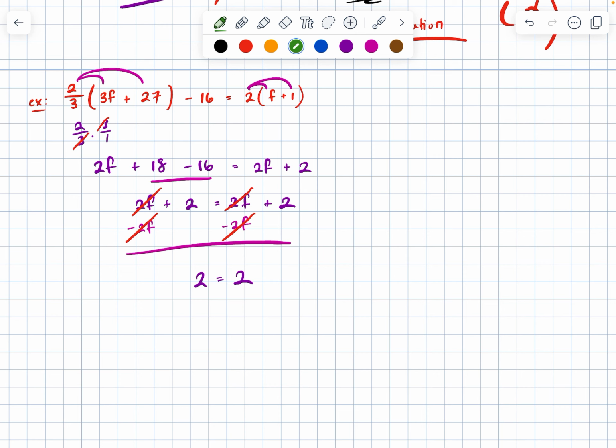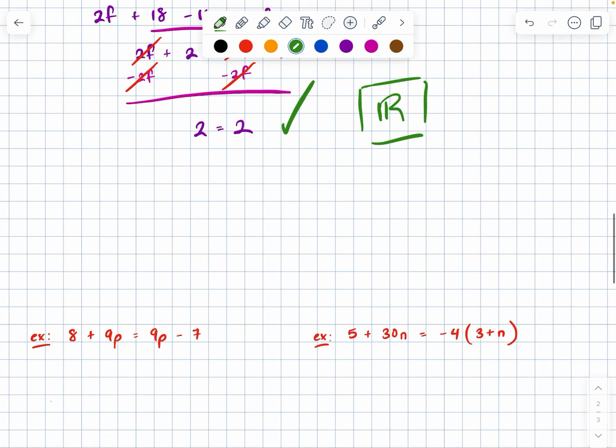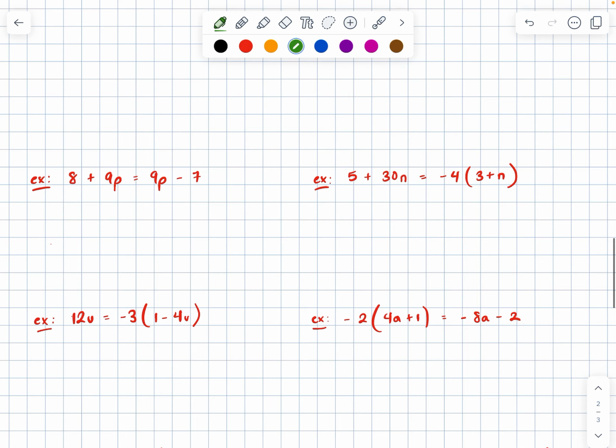2 equals 2 is trivially true. So in this case, both sides of my equation are always going to be equal. What does that tell me about my equation? Well, it must have infinitely many solutions. So I'll use my fancy symbol, all real numbers here. This has infinite solutions. Cool.